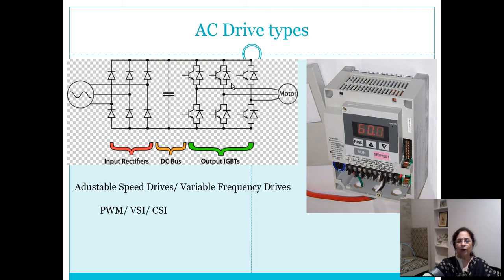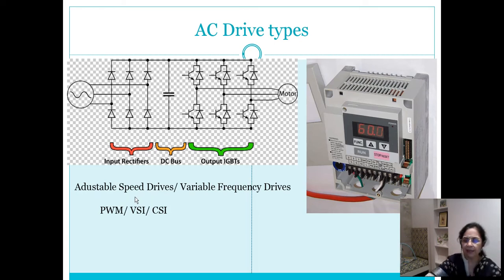When we go for AC drive classification, mainly the nature of control available for the inverter differentiates the AC drive into PWM drive, voltage source inverter drive, or current source inverter drive. These could be the types. In general, all these drives are called adjustable speed drives because their main purpose is to operate the motors at variable speeds.